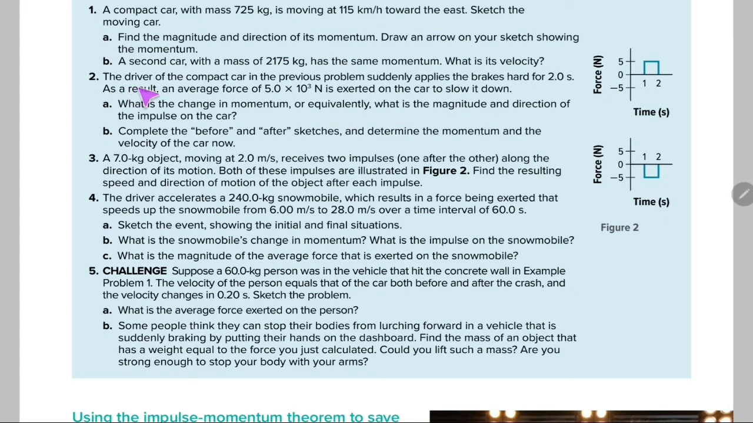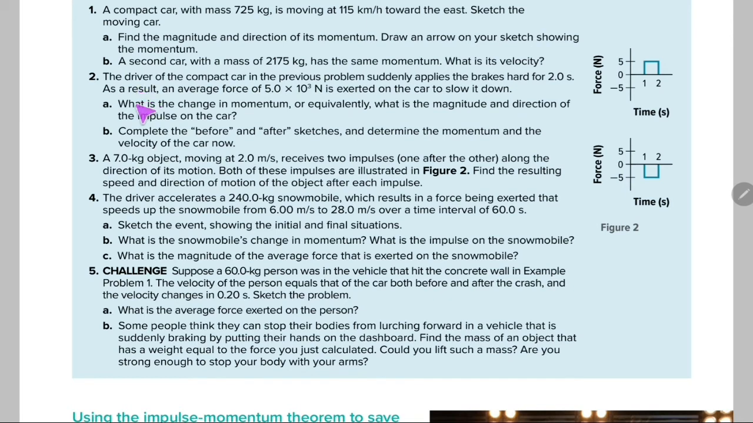Question number 2. The driver of the compact car in the previous problem suddenly applies the brakes hard for 2 seconds. As a result, an average force of 5 times 10 to the power 3 Newton is exerted on the car to slow it down. A. What is the change in momentum, or equivalently, what is the magnitude and direction of the impulse on the car? B. Complete the before and after sketches and determine the momentum and the velocity of the car now.